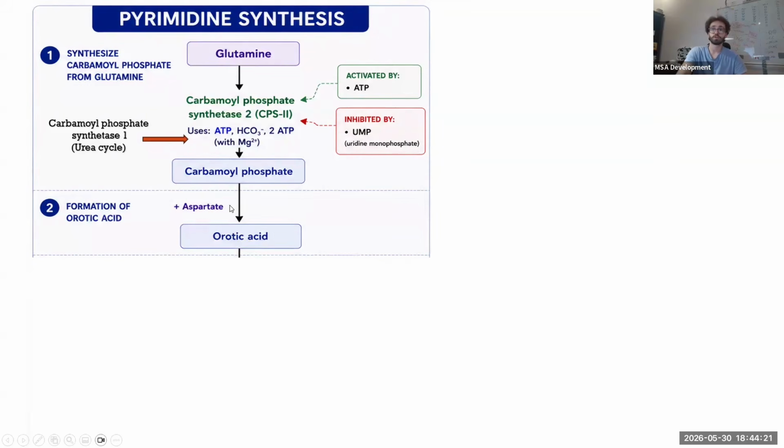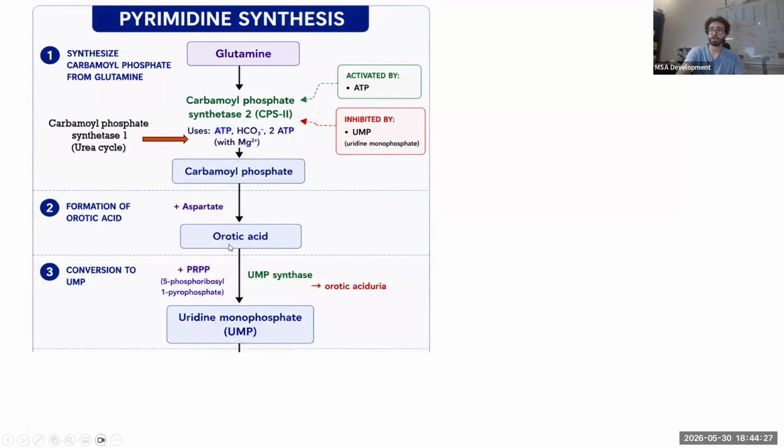This carbamoyl phosphate through aspartate will give us orotic acid. Very important. Keep it in mind. Then, this orotic acid through the enzyme UMP synthase will finally give us what we want, which is uridine monophosphate. Of course, the more PRPP we have, the more UMP synthase will work. So PRPP will activate UMP synthase.